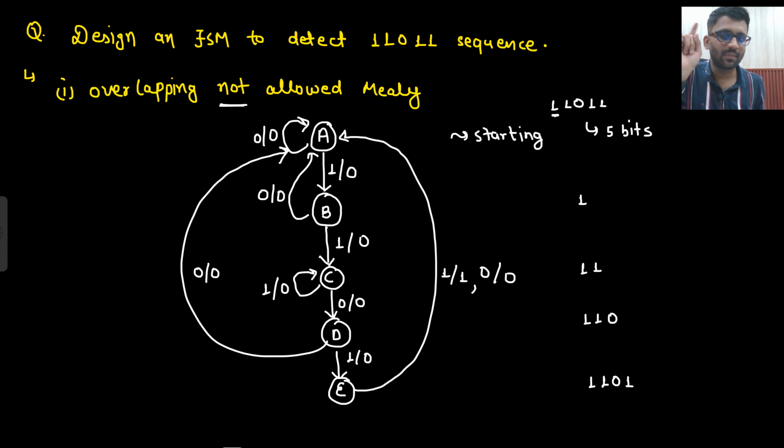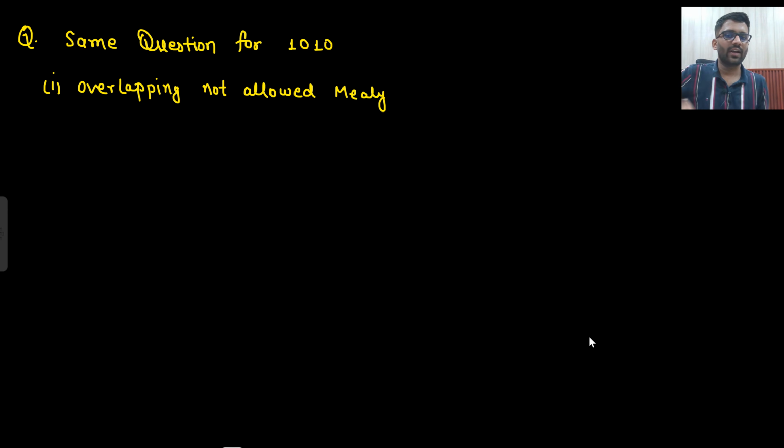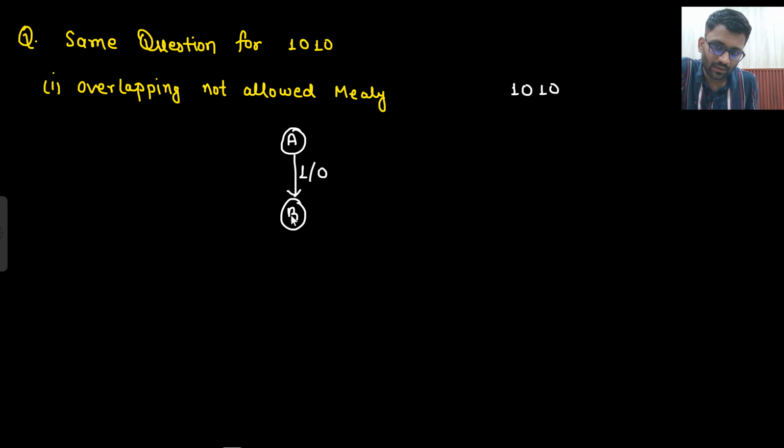Okay, let's take another example. Overlapping not allowed only in case of Mealy. Overlapping not allowed, you need to detect 1 0 1 0. Overlapping not allowed in case of Mealy, you need to detect 1 0 1 0. So this is my starting point. I am starting from state A. If 1 is applied, yes, I am happy, because 1 0 1 0 I need to detect. So if 1 is applied, I will go to the next state. Then if 0 is applied, I am happy, I will go to the next state. Then if again 1 is applied, I am happy, I will go to the next state.